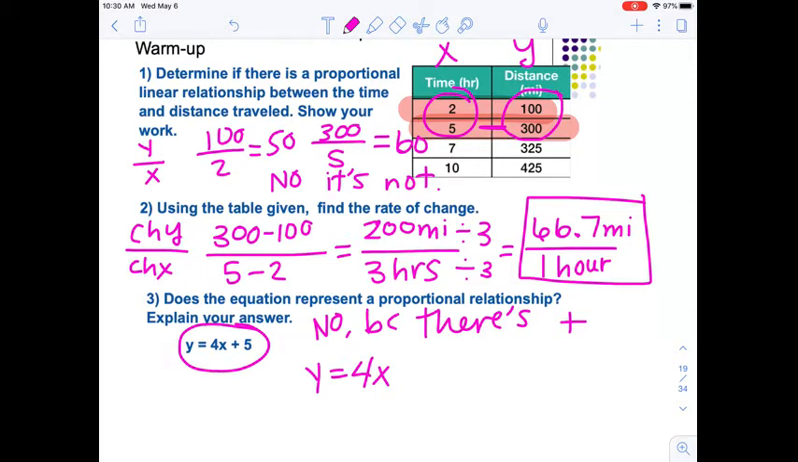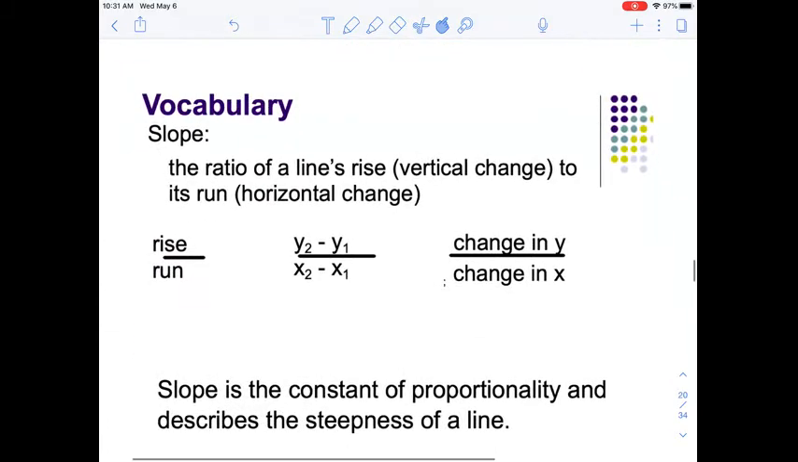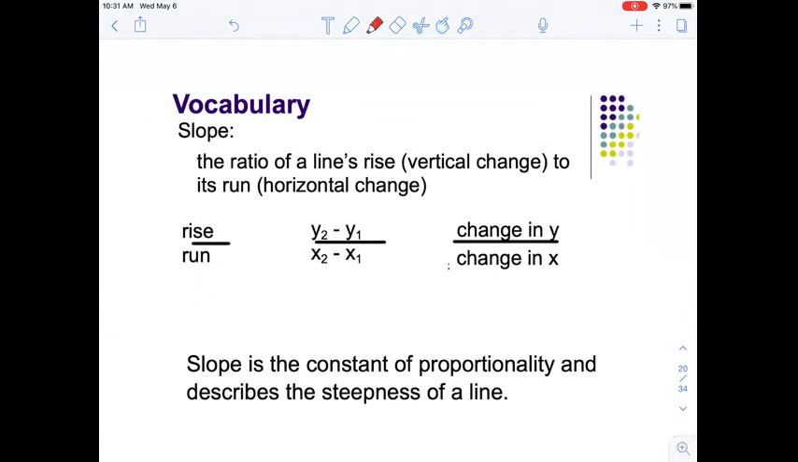That's because it needs to go through the origin 0, 0 to be proportional. So if I plug in a 0 for x here, I need to get 0 for y. 4 times 0 is 0, so that equation goes through the origin 0, 0. 4x plus 5, if I plug in a 0 for x and solve for y, well, I get y equals 0 plus 5, y equals 5. So that coordinate would be 0, 5, which means it does not go through the origin. So no, this is not.